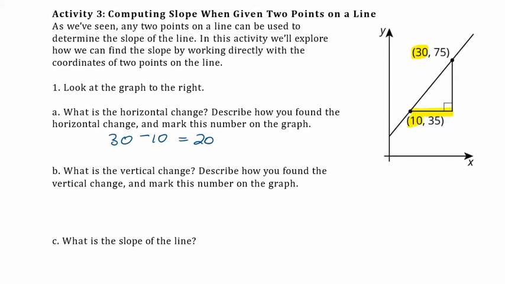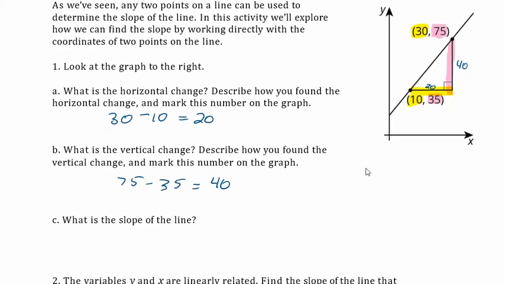So we're asked to mark this number on the graph. We could put like a 20 over here like that. All right, what is the vertical change? So now if I move from, say, a height of 35 up to a height of 75, now I am changing 75 minus 35, which is 40 units in the positive direction. So I have a change of height of 40.